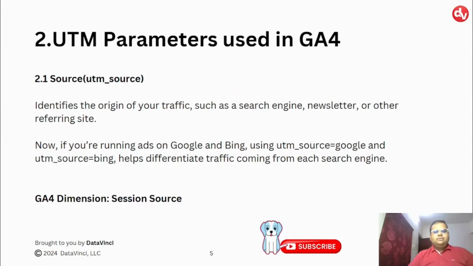So first is source, that is utm_source. It identifies the origin of your traffic, such as a search engine, newsletter, or other referring site. Now, if you are running ads on Google and Bing, using utm_source equal to google and utm_source equal to bing helps differentiate between the traffic coming from each search engine. The GA4 dimension for this is session source.